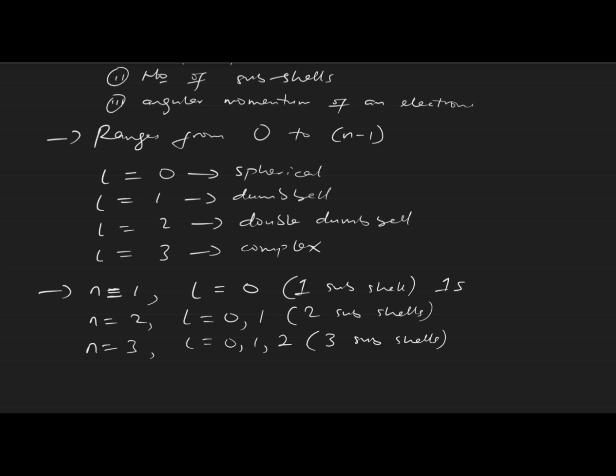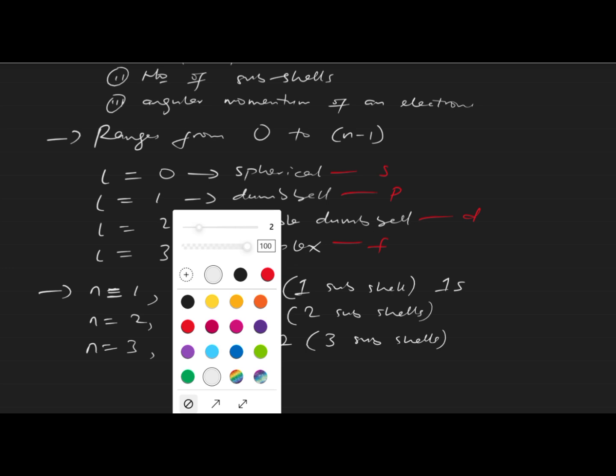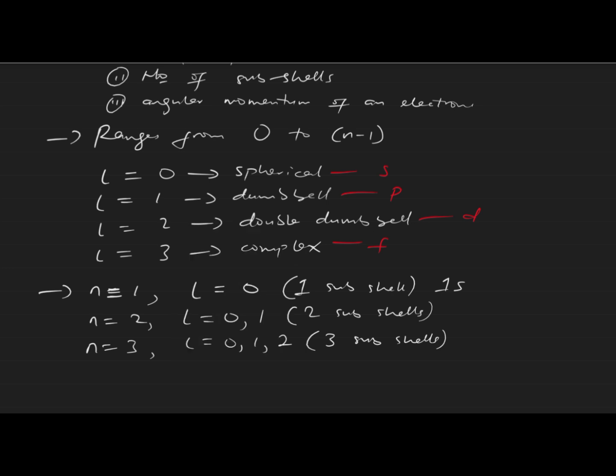For spherical orbital, it is denoted by s, dumbbell is denoted by p, double dumbbell is denoted by d, and then complex is denoted by f. So in the case of two subshells, the two subshells that will be contained will be 2s, 2p. That's in the second energy level. So the 2 is showing second energy level, which is n equal to 2. And then the s and the p, respectively, are showing the subshells l equal to 0 and l equal to 1, respectively.